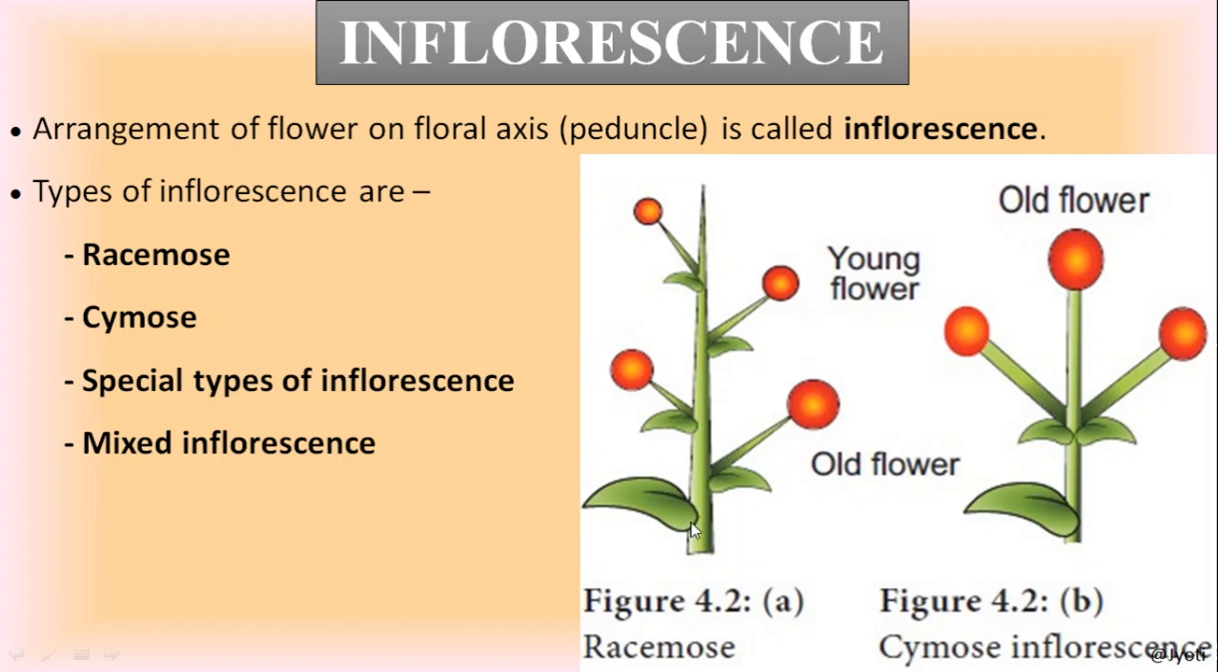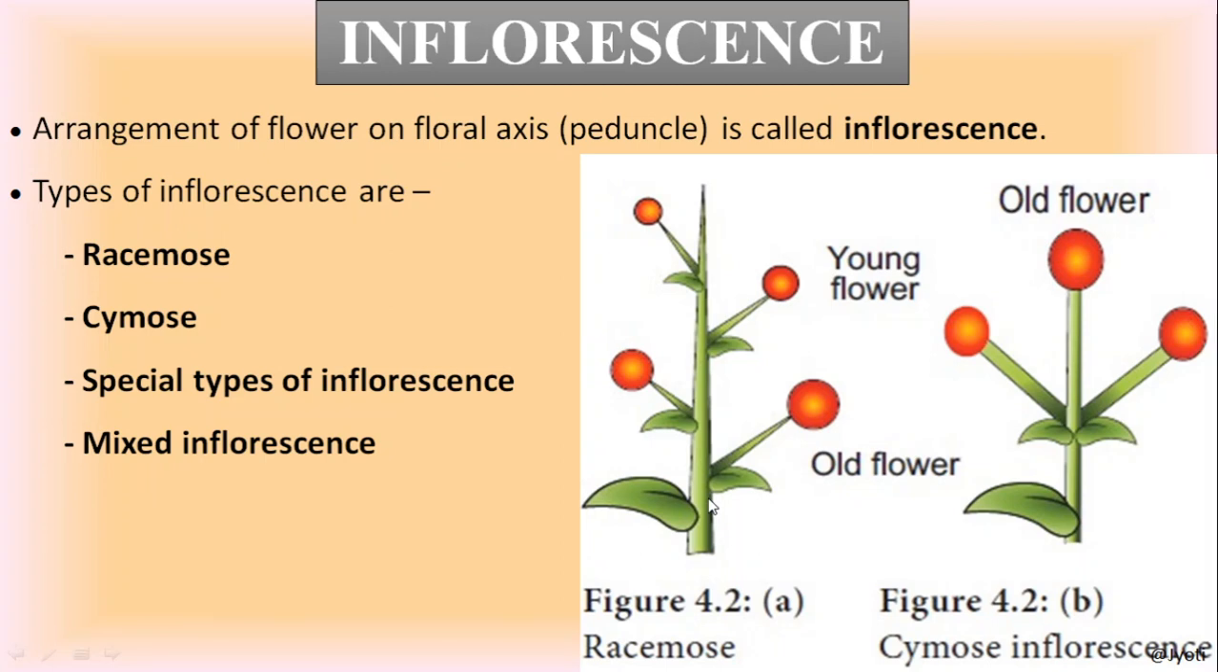What is the other feature of racemose inflorescence? The flowers are arranged in acropetal succession. What is acropetal succession? Acropetal succession means the older flowers are present towards the base of the peduncle. This is the base and this is the apex of the peduncle. The bigger flowers are the old flowers, present towards the base, and the smaller flowers are the younger flowers which are produced later, as well as the floral buds, which are seen towards the apex. This type of arrangement is called acropetal succession.